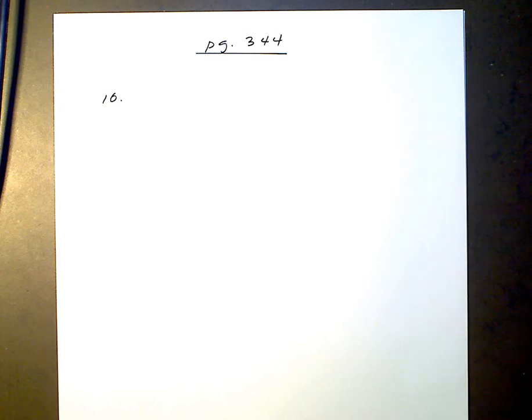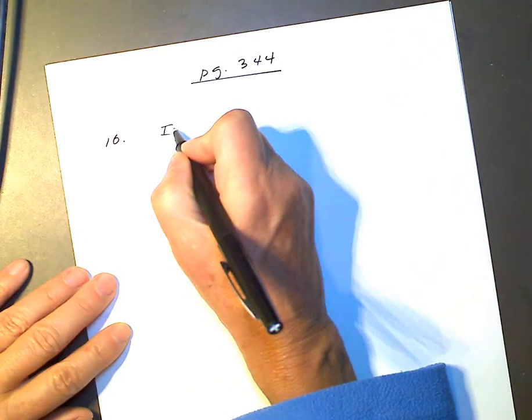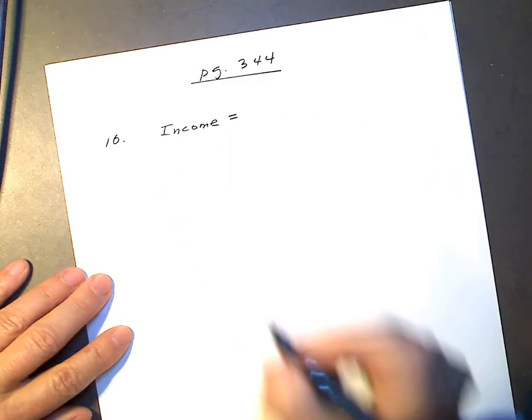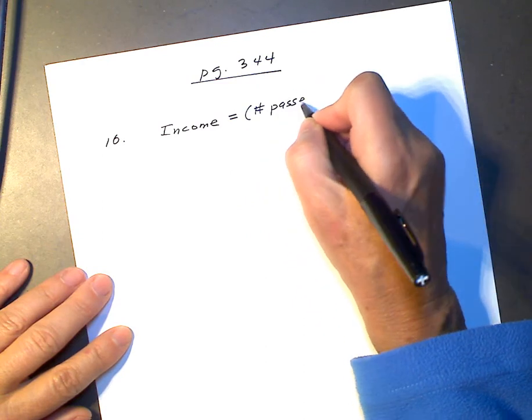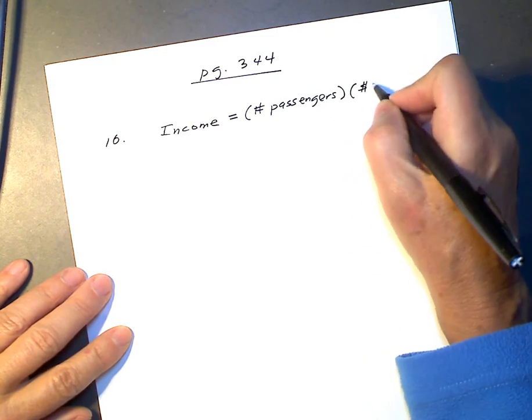All right, this is number 10 of the word problems on page 344. In this problem you have a ferry boat where they are considering a fare increase because they want to increase income. They're going to try and maximize income. And what they've got is a model where income can be found by multiplying the number of passengers that ride the ferry times the dollar price per person.